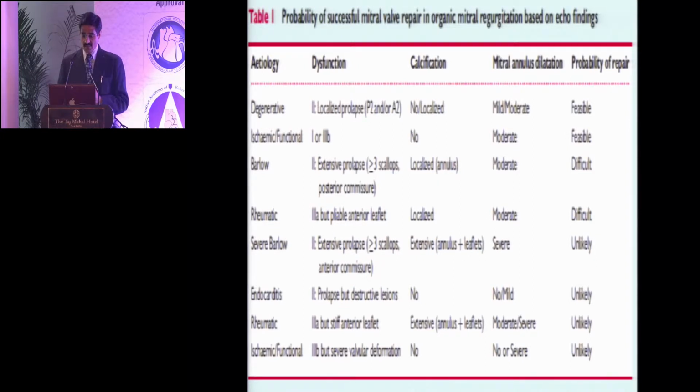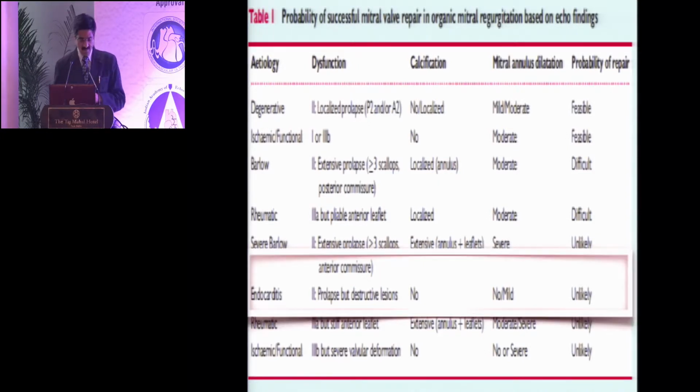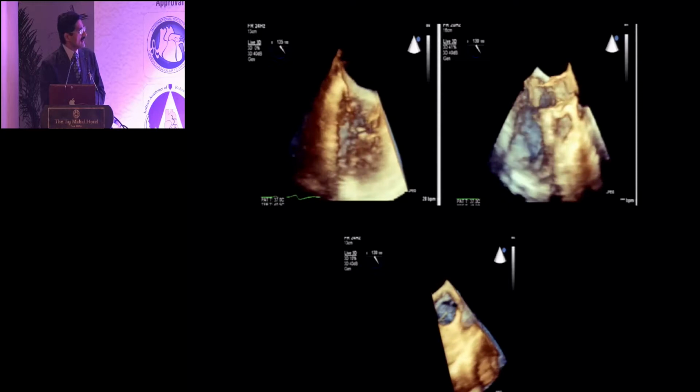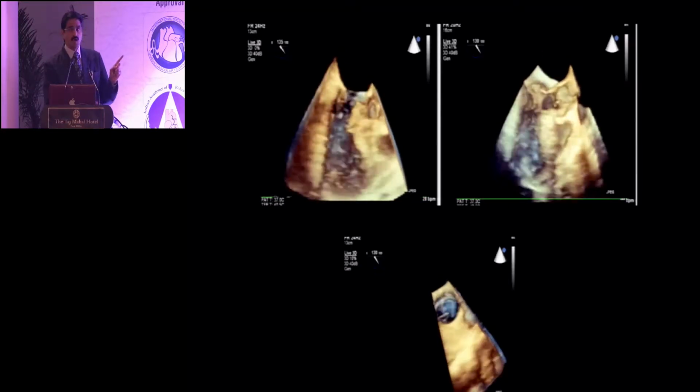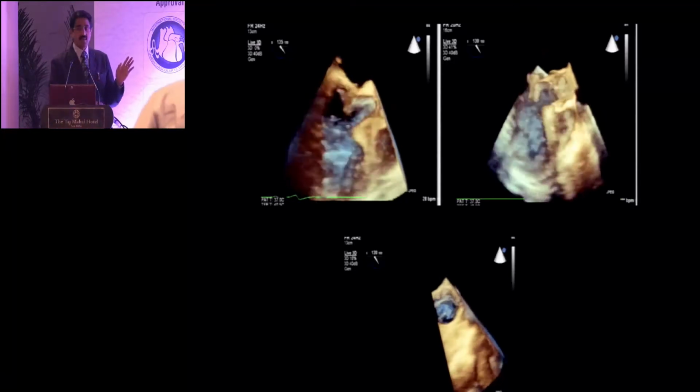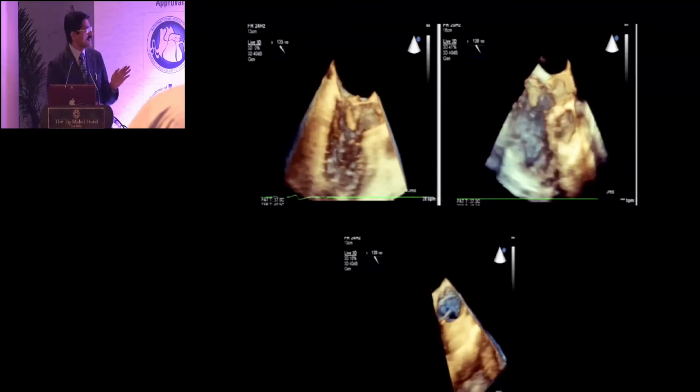Now the endocarditis, and that's an important aspect. In endocarditis, if it is prolapse with destructive lesions, then one should not go for the repair, but should go for the replacement. Like in this case, you can see that this is an anterior mitral leaflet which is totally destroyed. Now this patient was referred to us with a suspicion of SAM. So they said the patient has a SAM, please look into it.